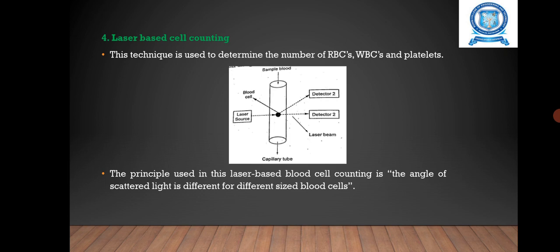Then the next one is laser based cell counting. It is used to determine the number of RBC, WBC, and platelets. Here, the output of this stage goes to the discriminator. The principle used in the laser based blood cell counting is the angle of scattered light, which is different for different blood cells. Also, the hemoglobin concentration in the RBC can be measured by this method.